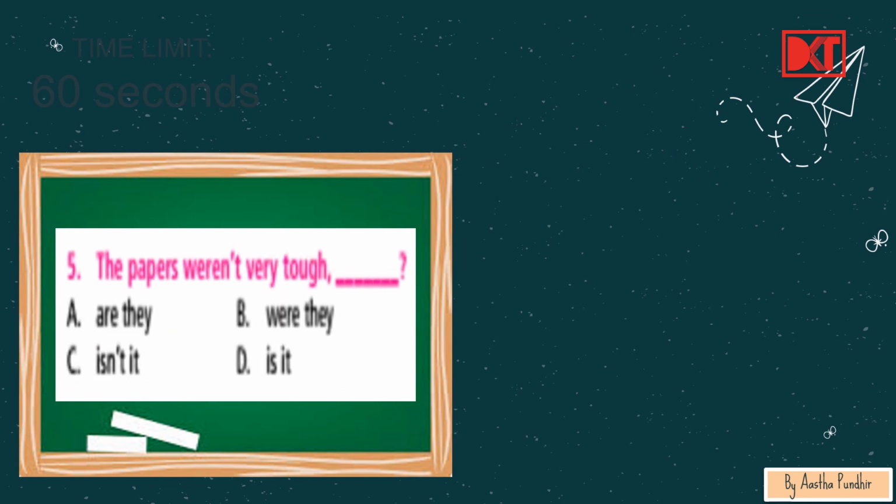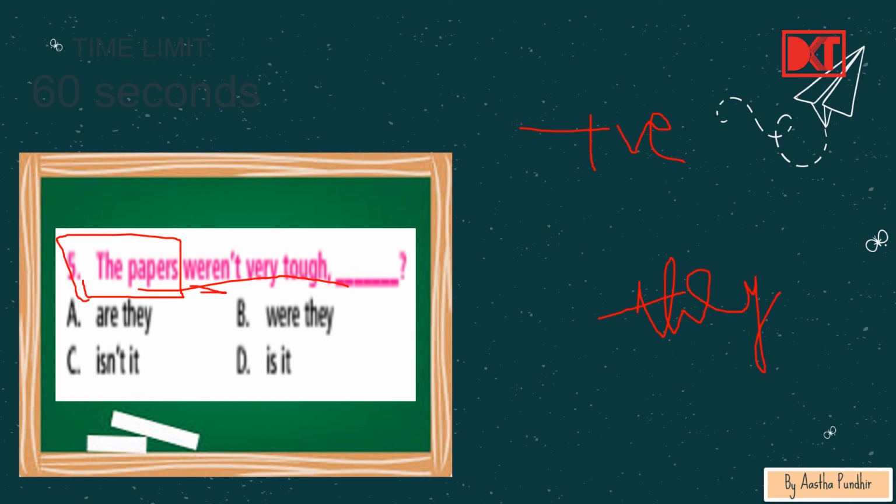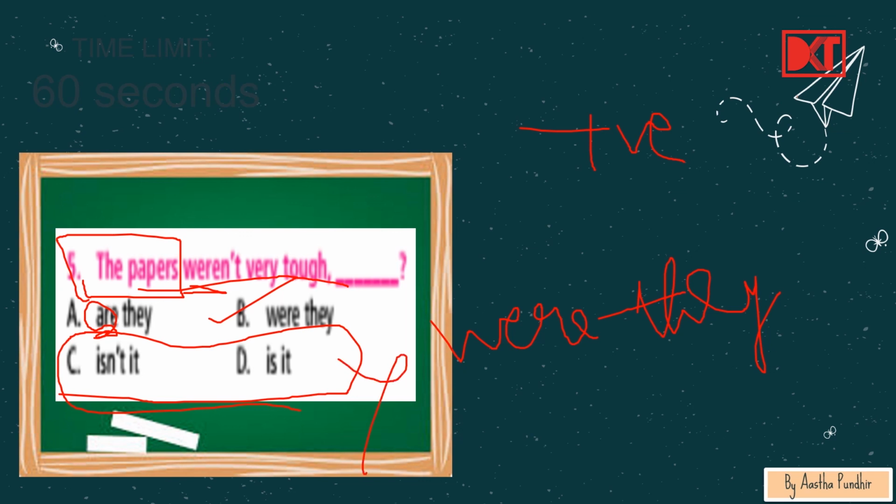Okay, next. "The papers weren't very tough, dash." The statement is negative. The question tag will be positive. So here, the papers. The papers is what? Plural, third person. So the subject is they. And the question tag has to be positive, so the verb was/were. So, "The papers weren't very tough, were they?" The correct answer is B. The others, you see, the verb is incorrect, and in this one both the verb and the subject are incorrect. Right?